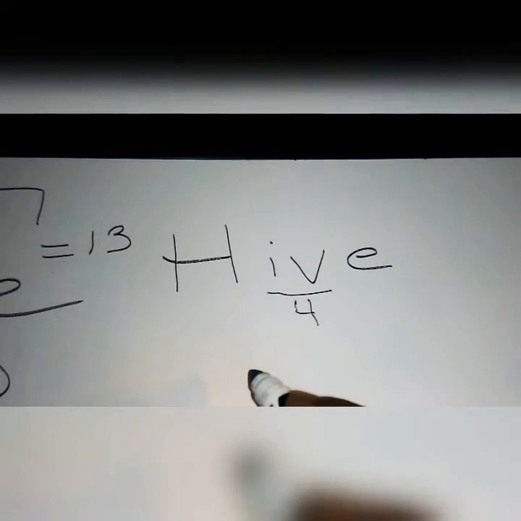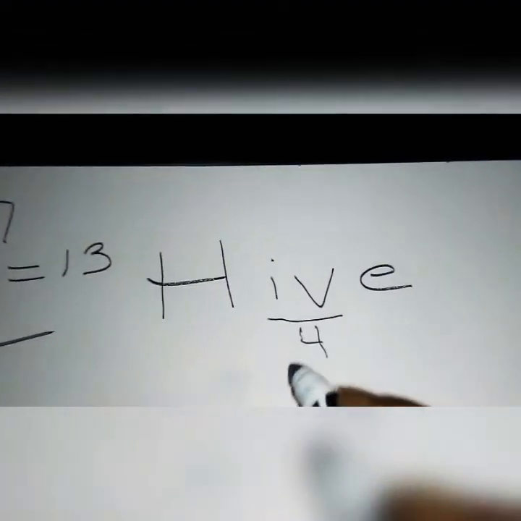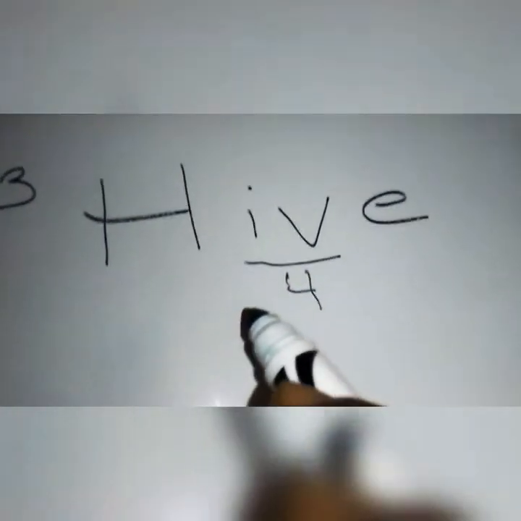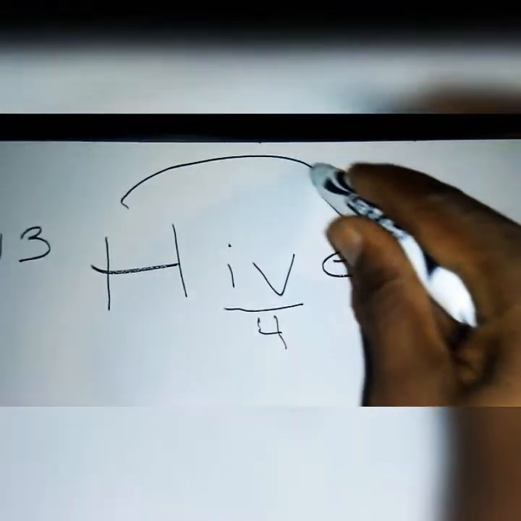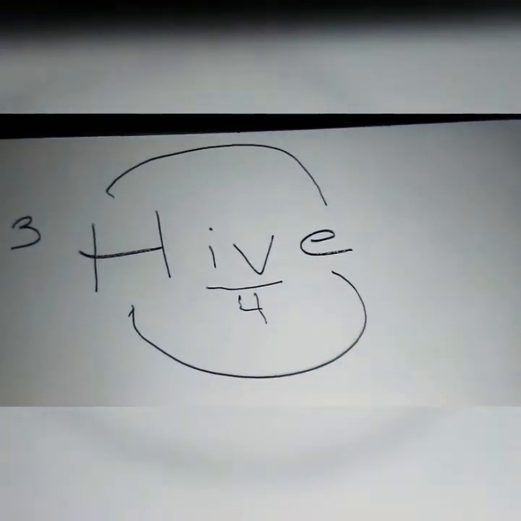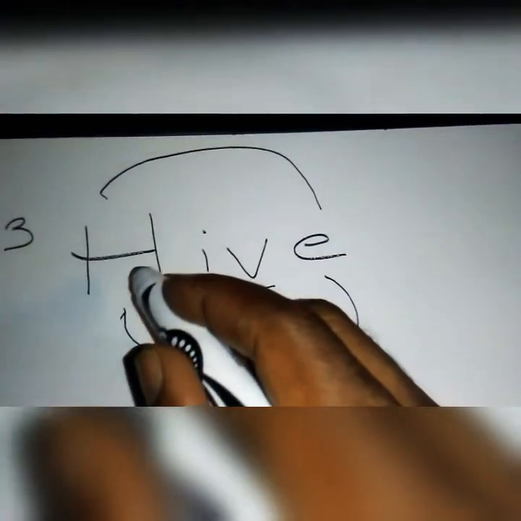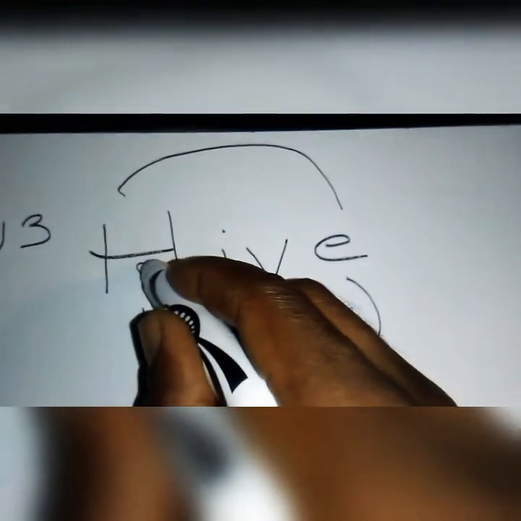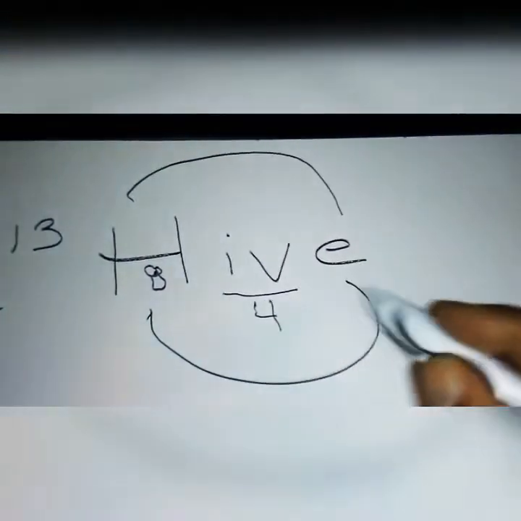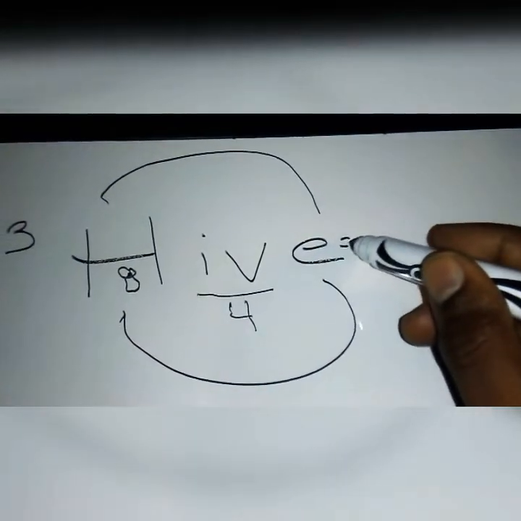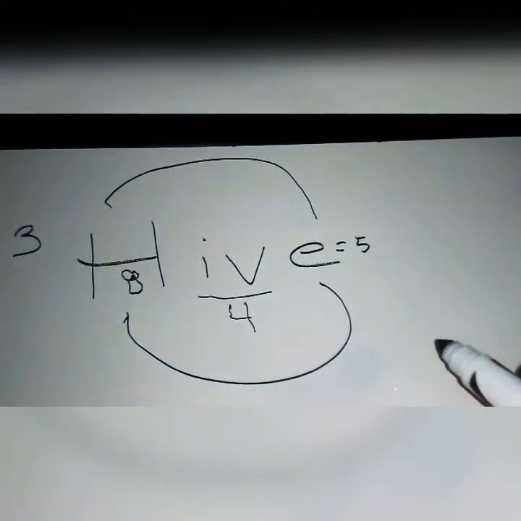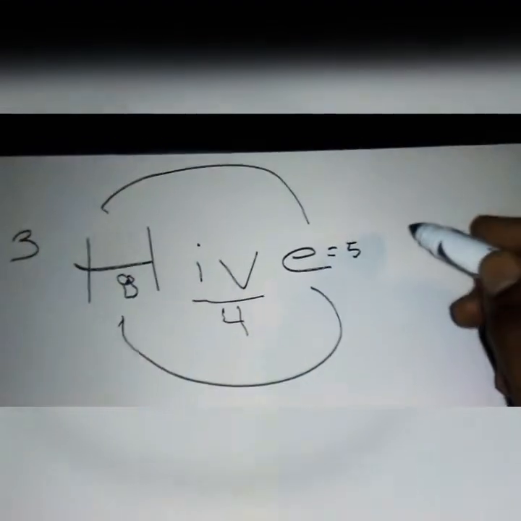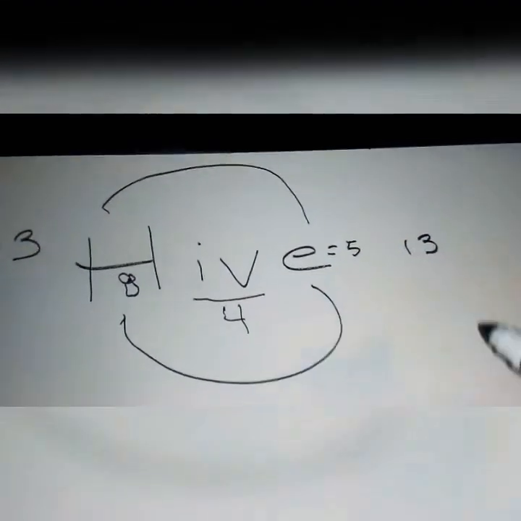So who is this for? As you see 4 on the inside of Hive, you have in a circle, you have he in a circle, which equal H is 8, E is 5. So you see he being the 13th one in a circle.